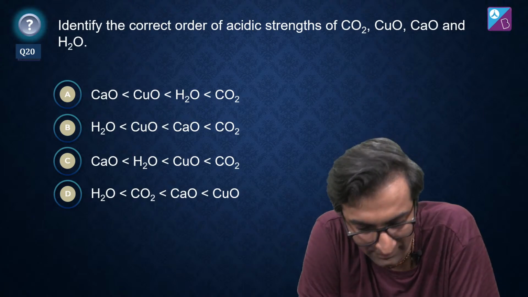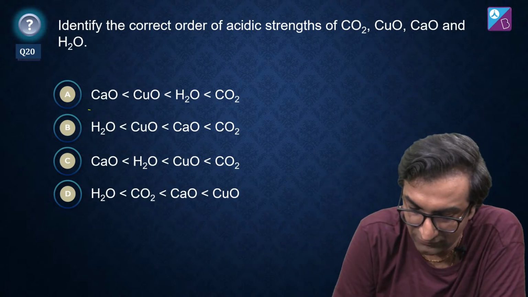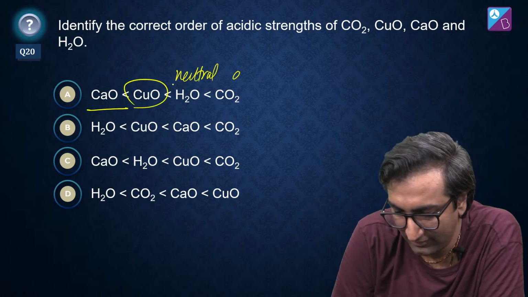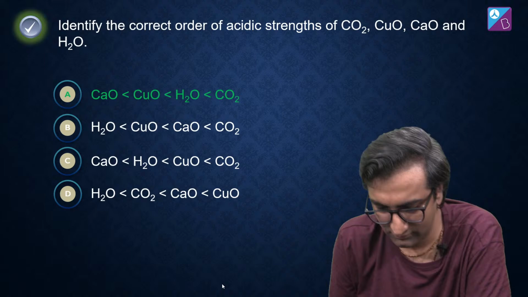A1. Calcium more basic than copper. Yeah, absolutely. Calcium will be more basic than copper. Then this is neutral, and this is acidic. Good job. सही है, जल्दी कर लिया.